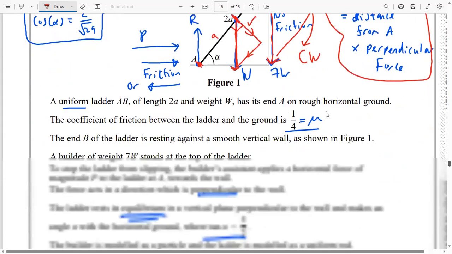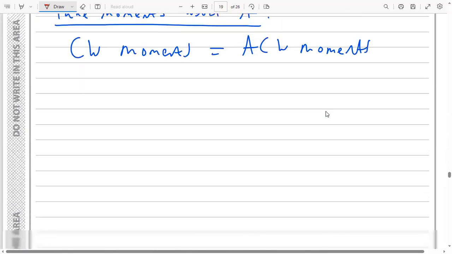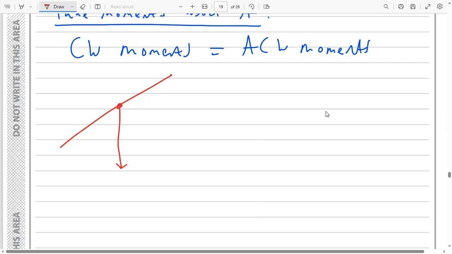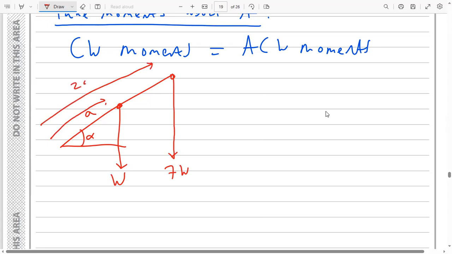So let's draw another force diagram so we can be really clear about what's going on. You've got your ladder, your 7W going down there, and your angle of alpha. You've got your W there. This distance is A, and up there is a distance of 2A. We're going to take our perpendicular component of this W force, and using your facts about angles, that must be alpha there.